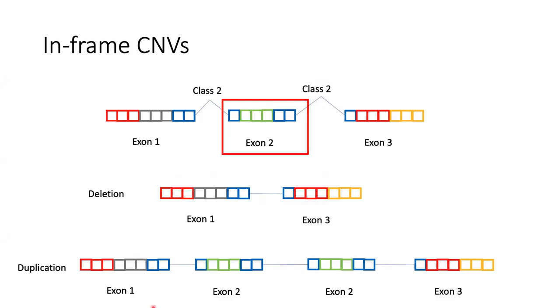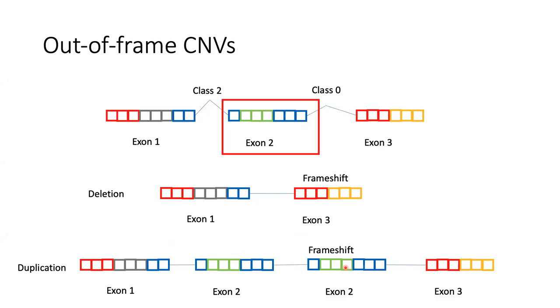Same with duplication. So let's say that I will insert exon 2 again. I look at one side of exon 2, it is a class 2. The other side of exon 2, it is a class 2. So if you insert exon 2 again, you have an amino acid normally, right? And then you have another amino acid, then you have a third amino acid, and then you continue normally through your normal reading frame of the gene. So you just have inserted a bulk here.